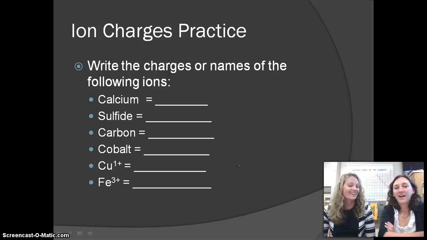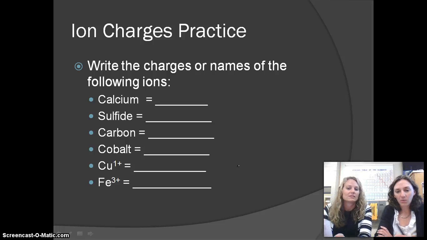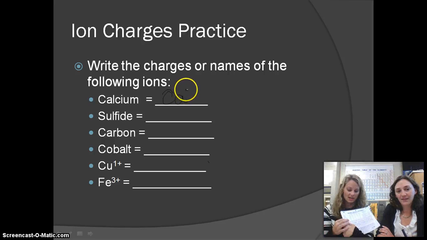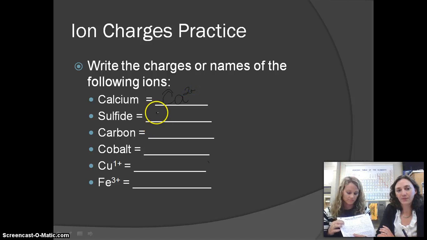Fabulous. Okay, let's practice ion charges. So all you need to do is practice how to write these things. All right, so we're going to find the symbol. Calcium. Ca. All right, if we got Ca, we're going to look where it's at. It's in group 2, which means it's going to have a 2 plus charge. It's going to lose 2 electrons, so it's a +2.